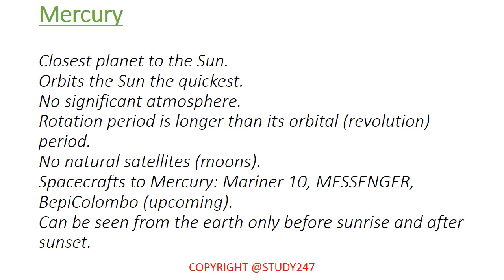Now Mercury, the closest planet to the Sun. It orbits the Sun the quickest, has no significant atmosphere, its rotation period is longer than its orbital, that is revolution, period, and it has no natural satellites. Spacecraft to Mercury: Mariner 10, Messenger, and BepiColombo, which is the upcoming one. It can be seen from the Earth only before sunrise and after sunset. So these are some quick facts about Mercury.